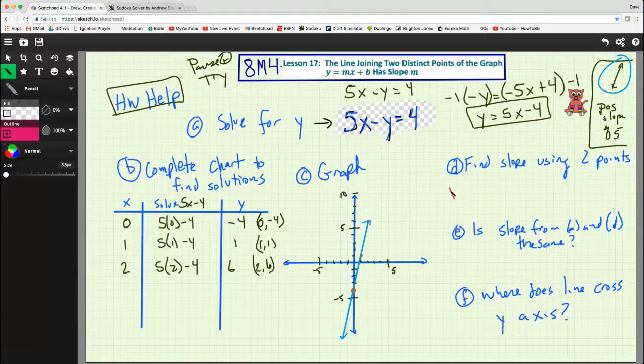So let's go. Our m equals y2 minus y1 over x2 minus x1. Rise over run. We're going to use this point of 2, 6, and then this point of 1, 1. So we subtract our y's, 6 minus 1, and then subtract our x's, 2 minus 1, and we get 5 over 1, or 5.